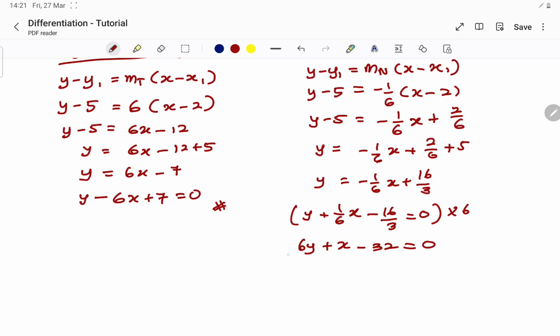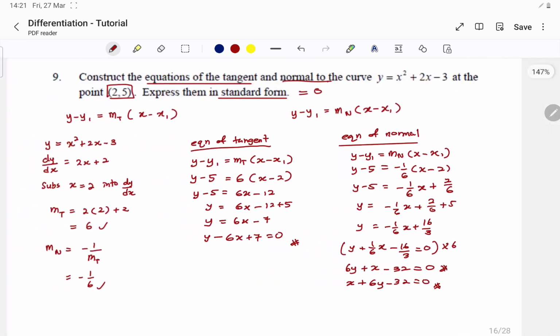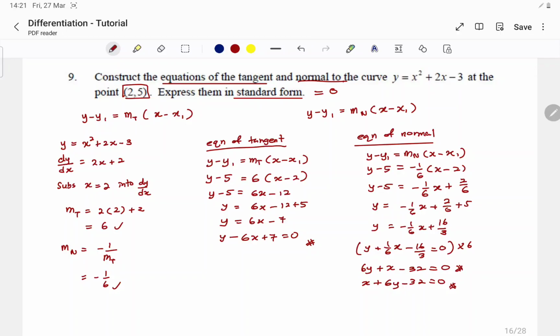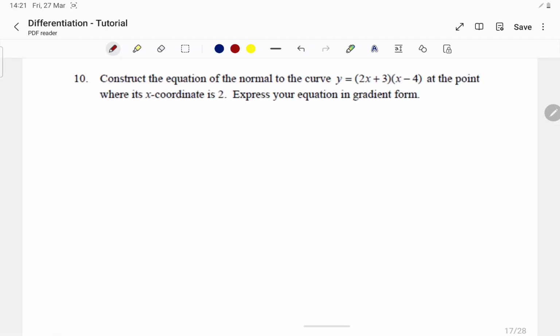Okay, so either you change the position of x and y like this, or you want to maintain this one, also can. This one also, if you want to change it, becomes negative 6x plus y plus 7, also can. It's up to you. Both are acceptable. Just make sure that when they mention standard form, it cannot have a fraction, and one side must be equal to 0. Okay, so we proceed to the next question, which is question 10.